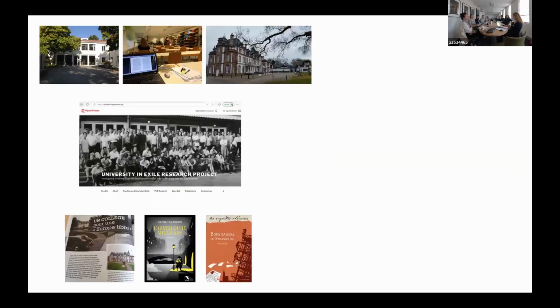So the aim of my research was to find the maximum number of sources to write the history of the Free Europe University in Exile, and to find out if the Free Europe College was indeed secretly part of the US liberation strategy run by the CIA. I did extensive research in Europe, in France, Poland, Hungary, and Switzerland, and in the US as well, in three presidential libraries and archives, and also at the Hoover Institution, which holds the collection of Radio Free Europe.